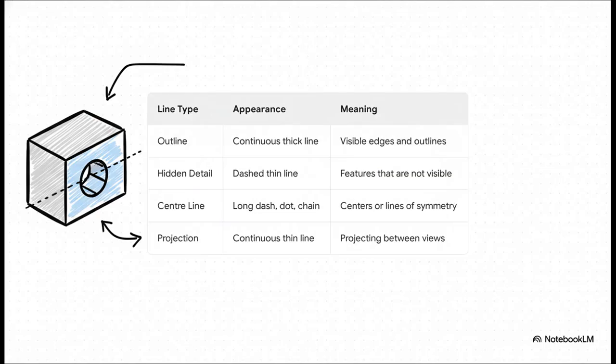And this is the basic grammar we were talking about. Super simple, but so smart. A solid line? That's an edge you can see. But a dashed line, that lets you see through the object to a detail that's hidden inside. A chain line marks the exact center of something. It's such an elegant system, isn't it? You get a ton of information with just a few simple types of lines.